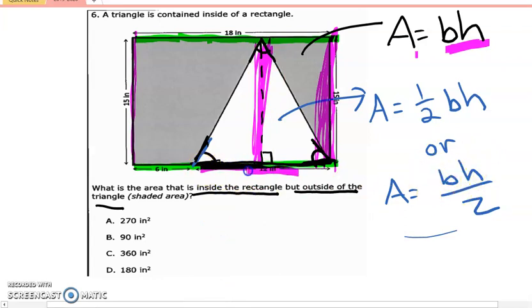So this is your base times height, divided by 2. Once you have both answers, all you have to do is subtract the answers. Subtract the area of the rectangle over here minus the area of the triangle.